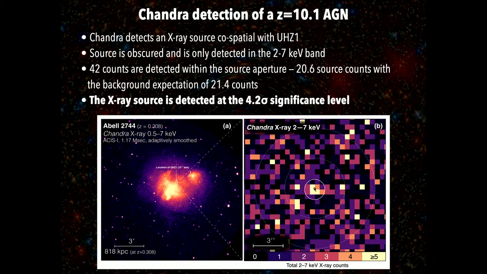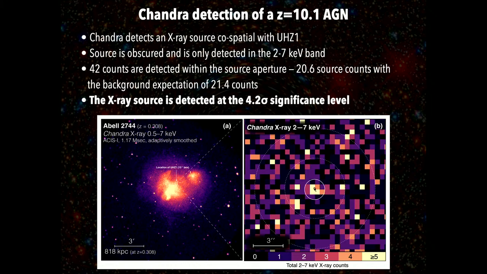The hard X-ray band with Chandra is the 2 to 7 keV band, and if you convert that to the rest frame of the galaxy, that's roughly the 20 to 70 keV band. So Chandra is essentially operating as a hard X-ray telescope at these high redshifts.